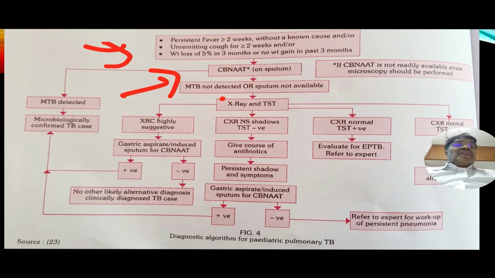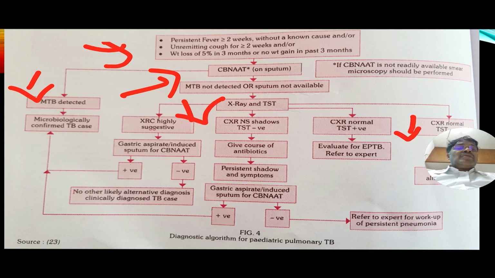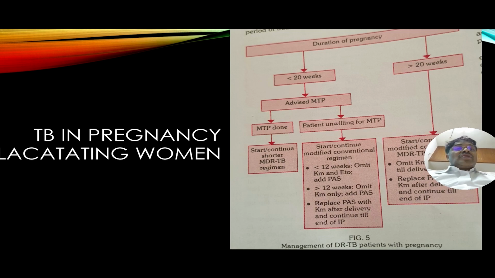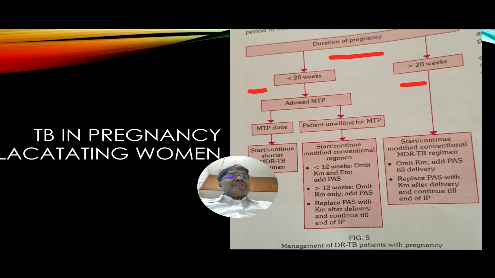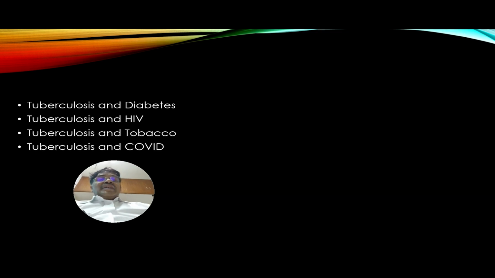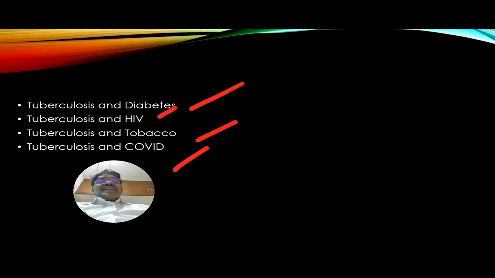Here for children, you immediately go for CBNAAT, and from CBNAAT you proceed depending on whether it is sensitive or not sensitive, then chest X-ray, and then go for treatment. Chest X-ray is needed only if you suspect extrapulmonary tuberculosis, and it is very common in children. Now the special group is tuberculosis in pregnant and lactating women. Based on the duration of pregnancy, whether less than 20 weeks or more than 20 weeks, we give the treatment. And similarly, there could be special emphasis on tuberculosis and diabetes, tuberculosis and HIV, tuberculosis and tobacco, tuberculosis and COVID. These can also occur.